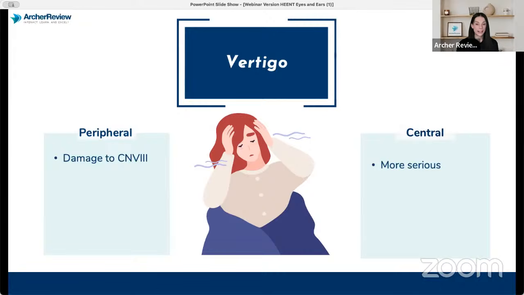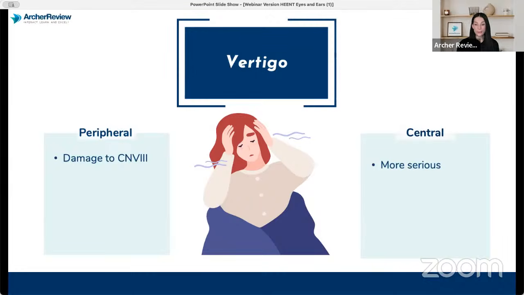So this can be caused by just simple damage to cranial nerve 8, which is peripheral, or there can be central vertigo, which is more serious. And we're thinking things like a stroke or a brain trauma. Most vertigo patients do have bouts of feeling like they're floating or the room is spinning. Sometimes when they're driving, this happens, which can be a little bit dangerous, and it's very disruptive to everyday life.